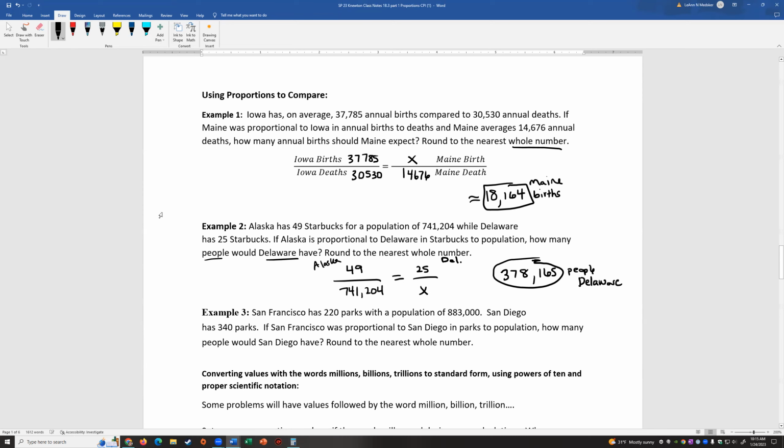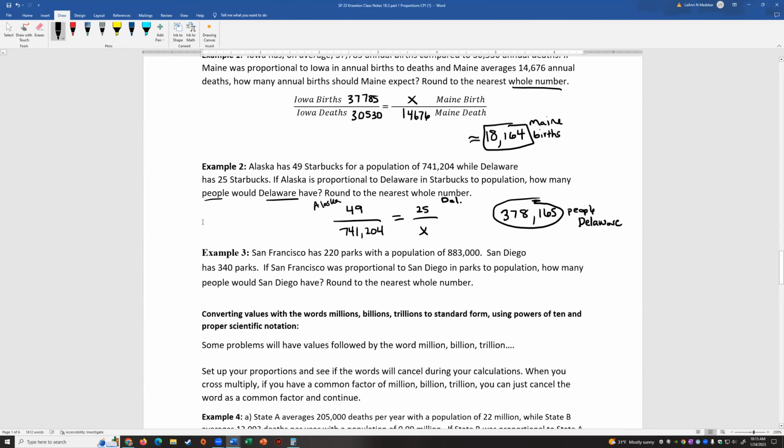Okay. San Francisco has 220 parks with a population of 833,000. San Diego has 340 parks. If San Francisco was proportional to San Diego in parks to population, how many people would San Diego have? Round to the nearest whole. Okay, so parks over people for San Francisco. And we're looking for the number of people in San Diego. So we know they have 340 parks, but we don't know the number of people.